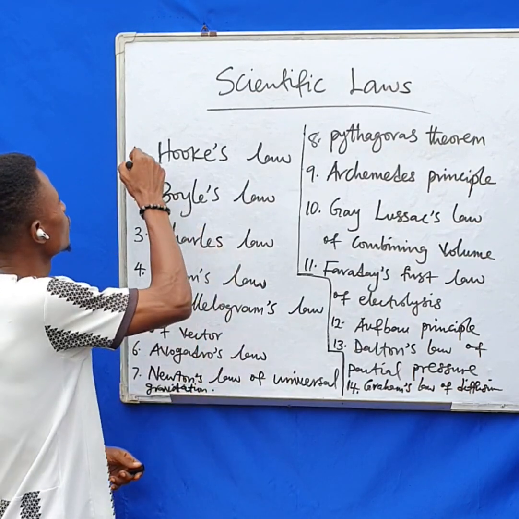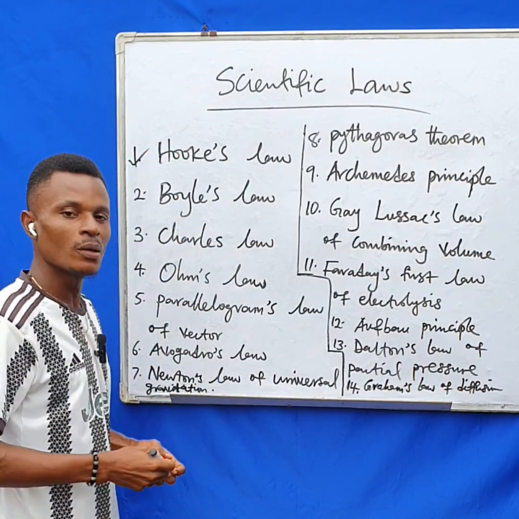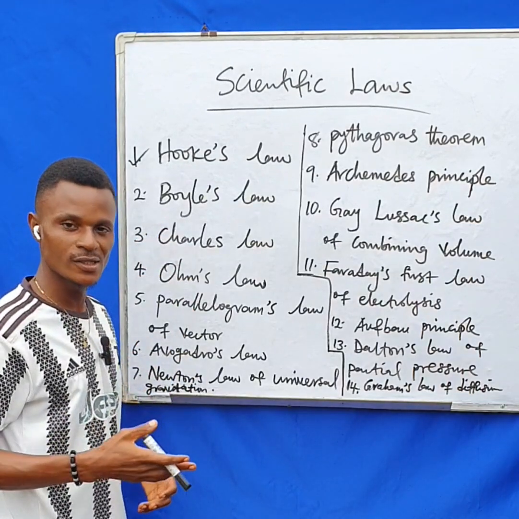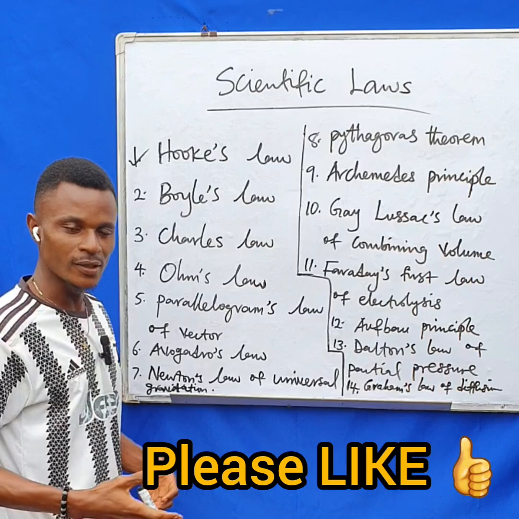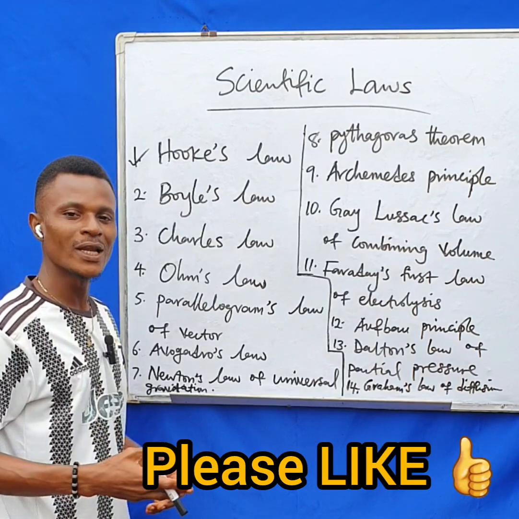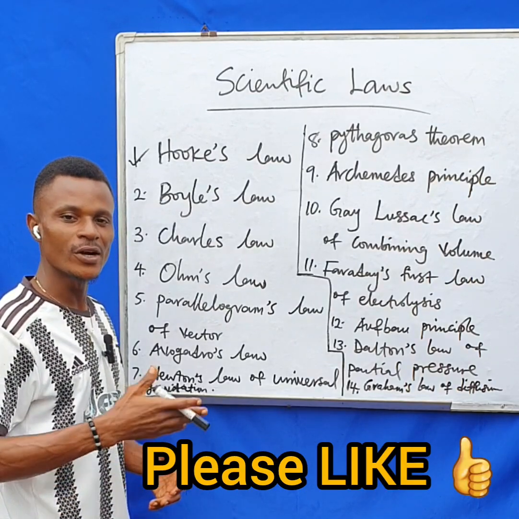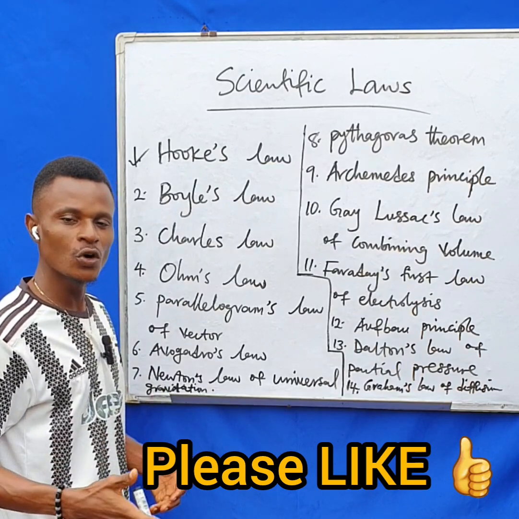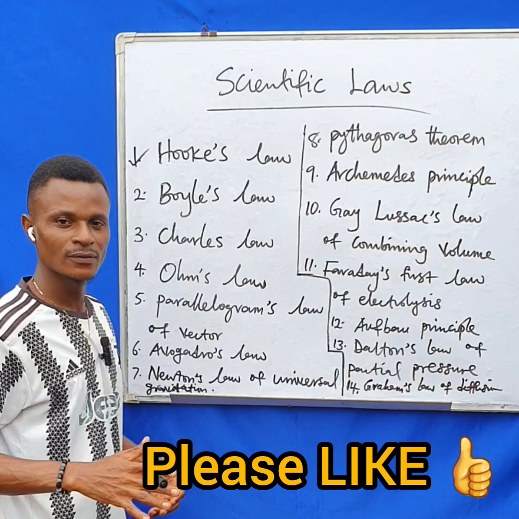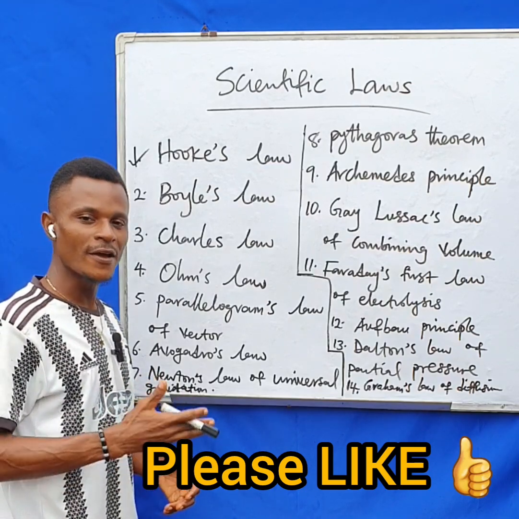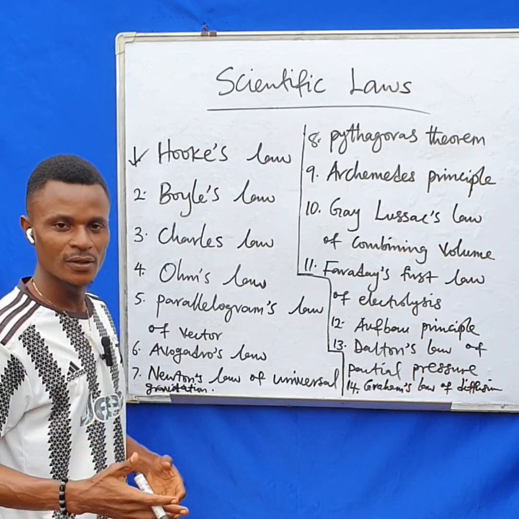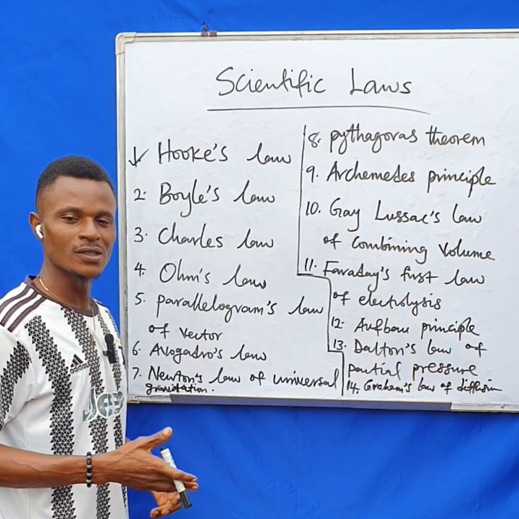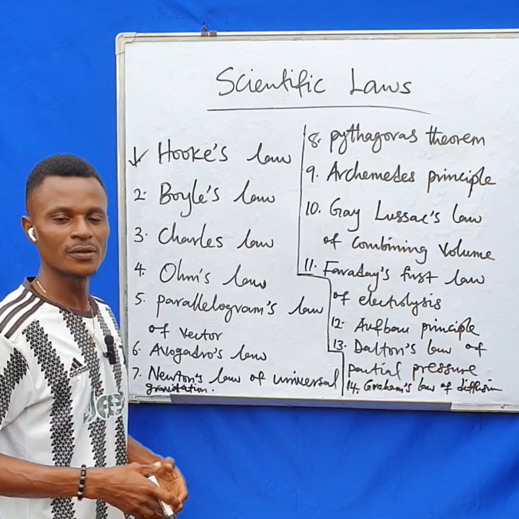The first one here is Hooke's law. Hooke's law can be found in physics, and the topic where you can find this law is elasticity. Hooke's law states that the force acting on an elastic material is directly proportional to the extension of the material, provided the elastic limit of the material is not exceeded. The formula for Hooke's law is F equal to Ke, where F is the applied force, K is the elastic constant, and e is the extension of the material.